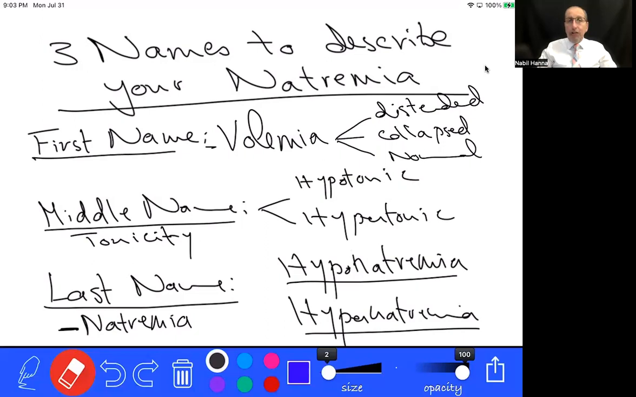So 3 names to describe your natremia. The first name is volemia. You look at the neck veins. The second name is the tonicity, hypotonic or hypertonic. The last name is, are we dealing with hyponatremia or hypernatremia? And we are going to talk about these conditions in the next segment.